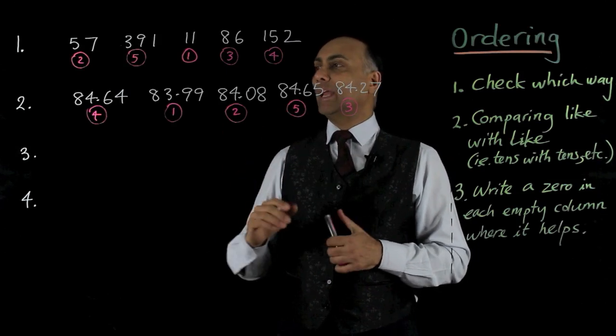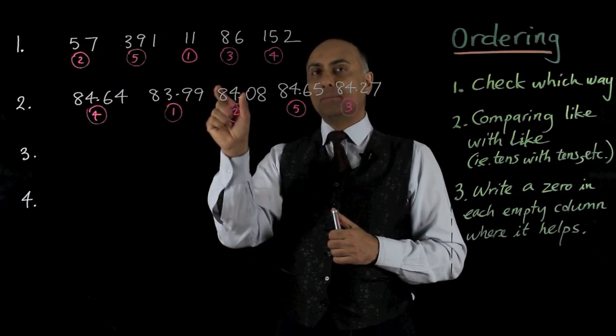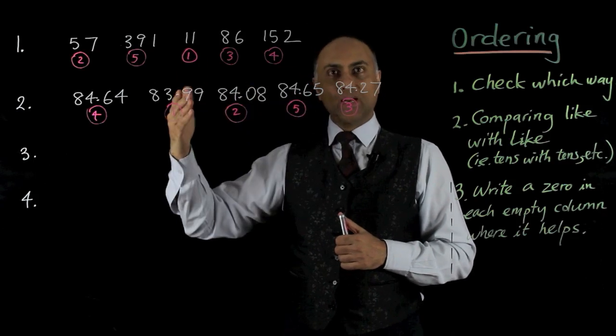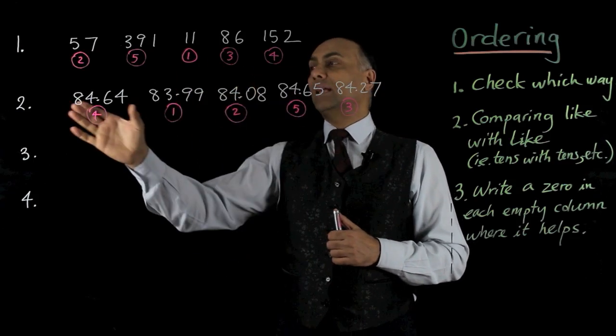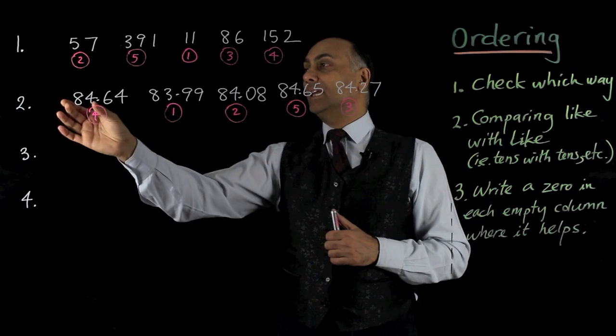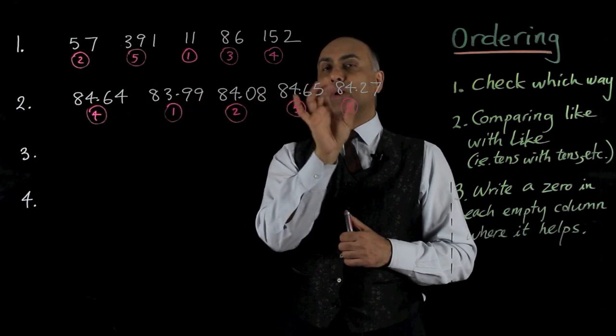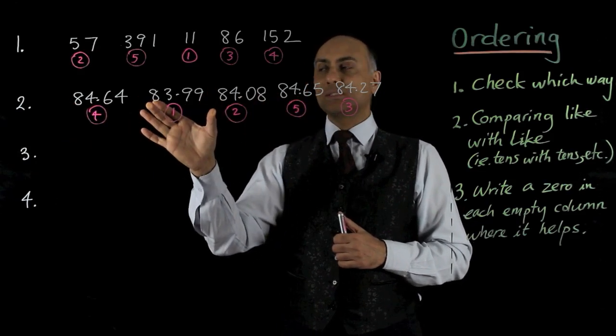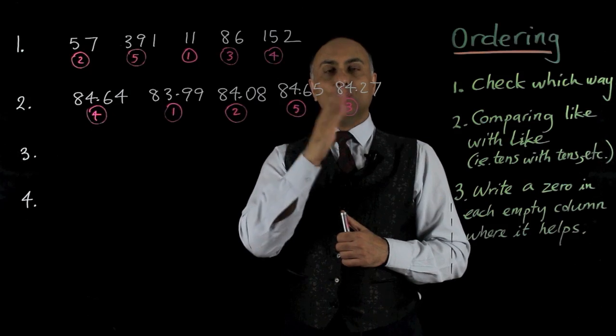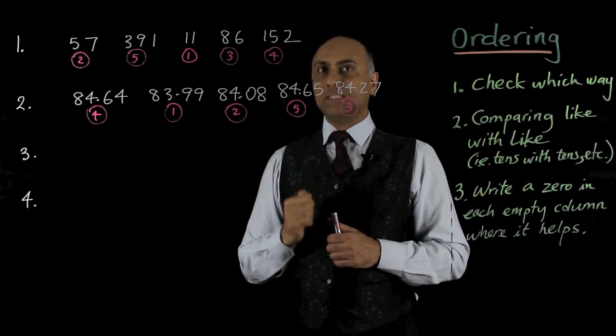So to sum that up again, when you have mixed numbers, which means a whole number and a fraction in one, then compare the whole numbers. 84, 83, 84, 84, 84. 83 is the smallest. Since all the others were 84s, we have to compare the decimal parts.